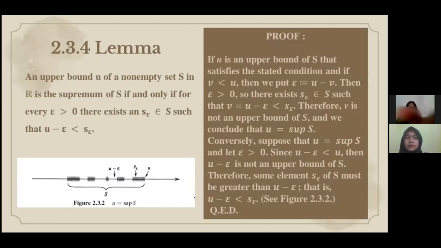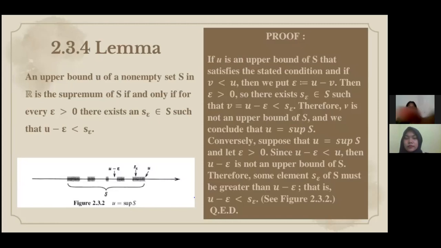And the proof: if u is an upper bound of S that satisfies the stated condition, then for v = u − epsilon, there exists s_epsilon in S such that v = u − epsilon < s_epsilon. Therefore, v is not an upper bound of S, and we conclude that u = sup S.